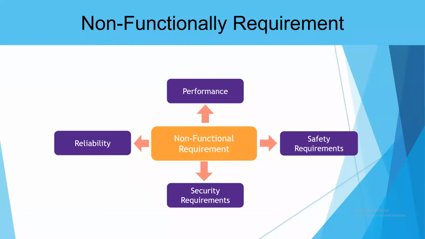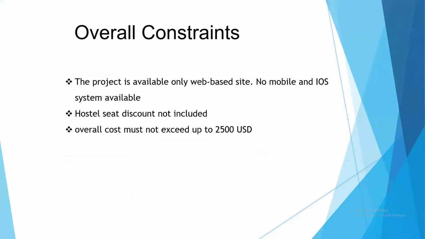After the type of stakeholder, functional requirement, non-functional requirement, now I'll talk about the overall constraints of our hostel management system. The project is available only as a web-based site. There is no mobile application system. Overall development cost, this project must not exceed 2,500 USD. Hostel seat discount not included.